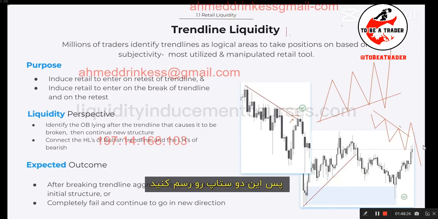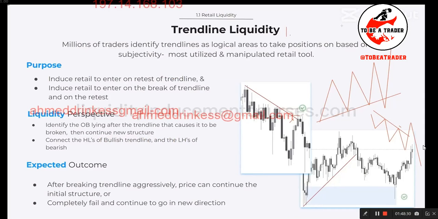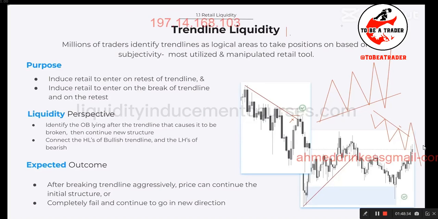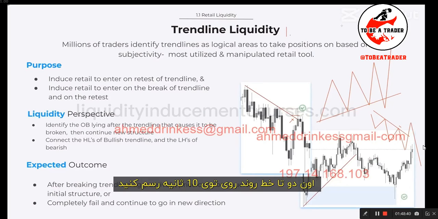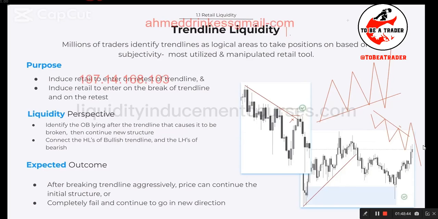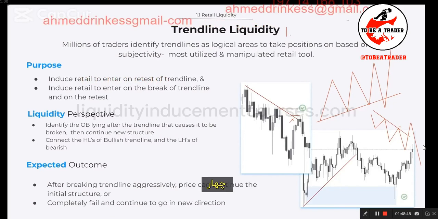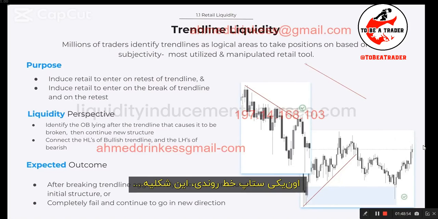So draw both of those, and there's another type of trend line setup we look for. In 10 more seconds, draw those two trend lines. I'm going to draw the other setup. We get right to it. 5, 4, 3, 2, 1. Great. The other trend line setup is this.